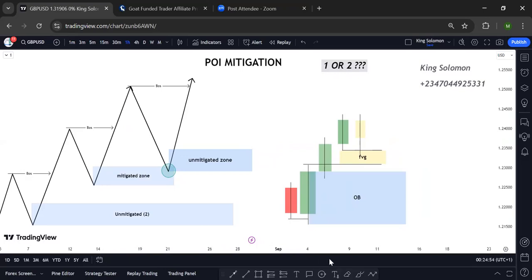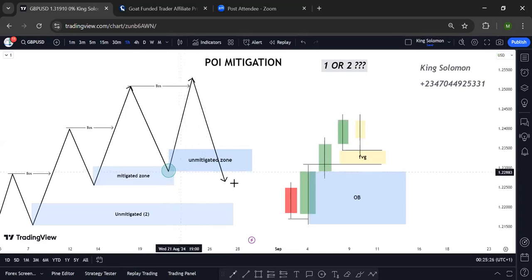Now, let's say you now see something thereafter like this. You see price coming to do this. Now, what comes to your mind first? You're like, this unmitigated zone is supposed to hold since it's a power level, right? It is supposed to what? Hold. But since this unmitigated zone did not hold, and this strong low, this power level, right? This strong low was taken out, right?